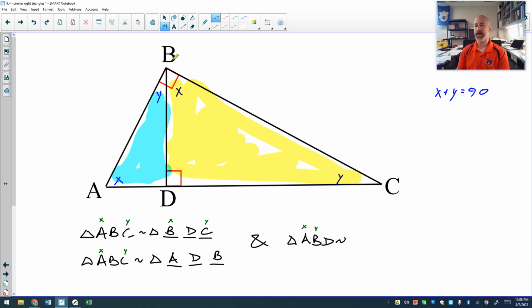A is X, B is Y. That means that when I name my triangle BDC over here, I have to make sure that the first two vertices are the X and then the Y. The X in the yellow triangle is B. The Y in the yellow triangle is C. And then the right angle D is going to be the last one. So there's how you can figure out the similar triangles on your own without having to just memorize those formulas.